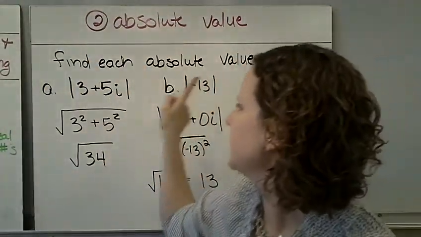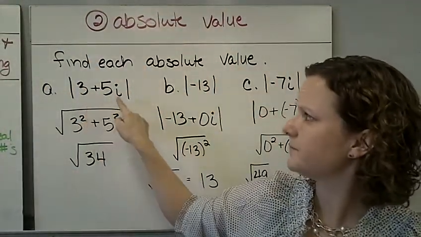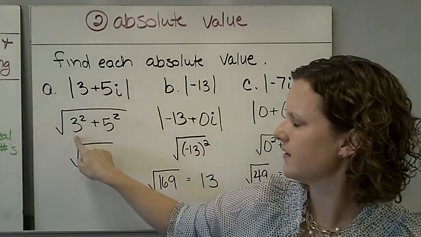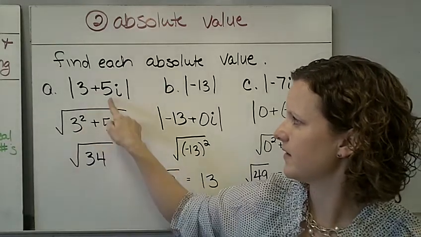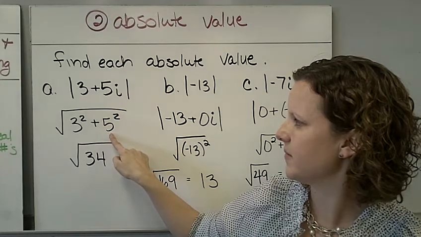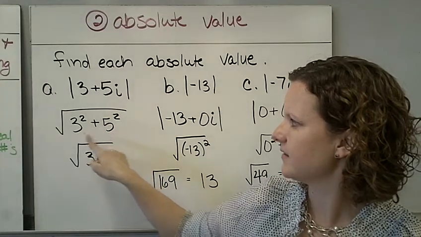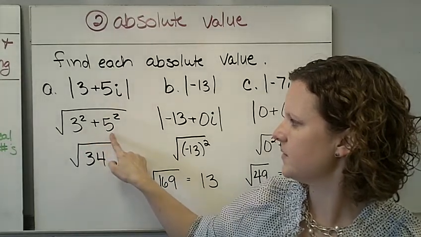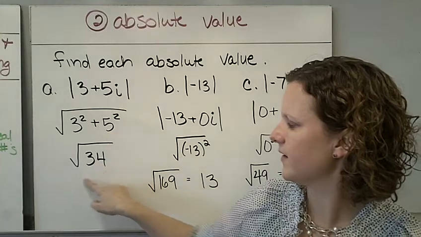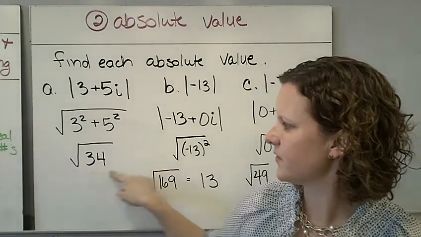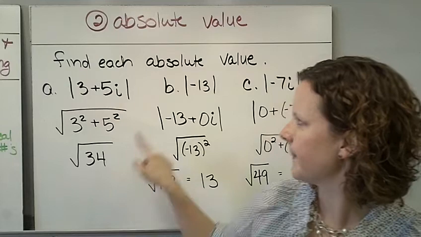Find each absolute value. Start out with this one. We just take the square of the real part, the square of the imaginary part, add them together. 9 plus 25 is 34. We can't simplify that any further, so that is our answer.